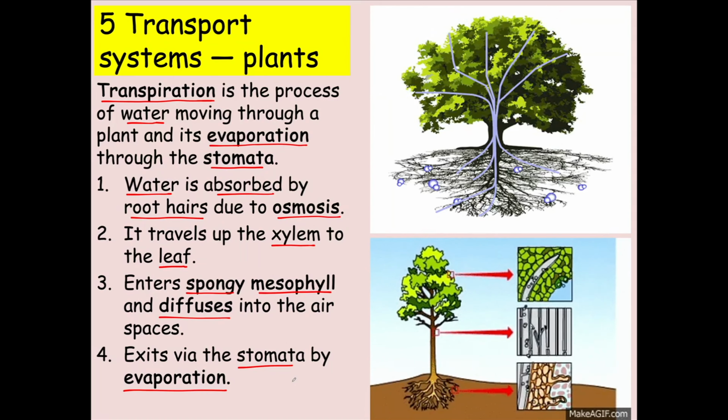Okay, so you need to know those 4 steps. Water is absorbed by root hairs, travels up the xylem, enters the spongy mesophyll, and it exits via the stomata. But not only that, you also need to know the process that happens at each stage.